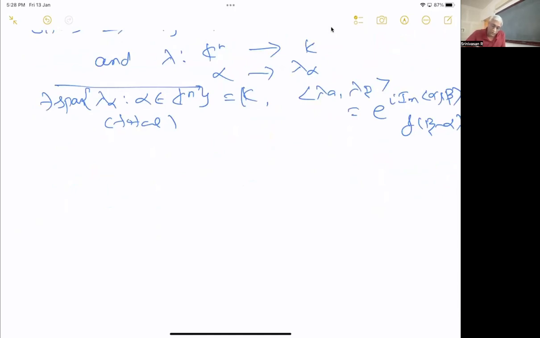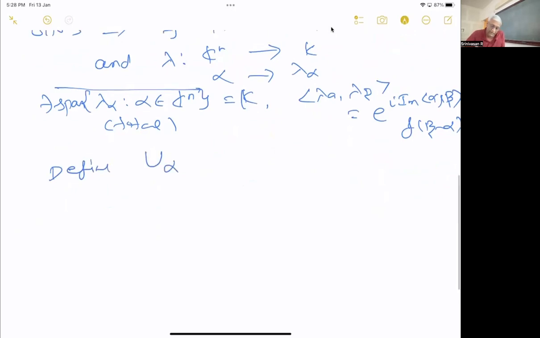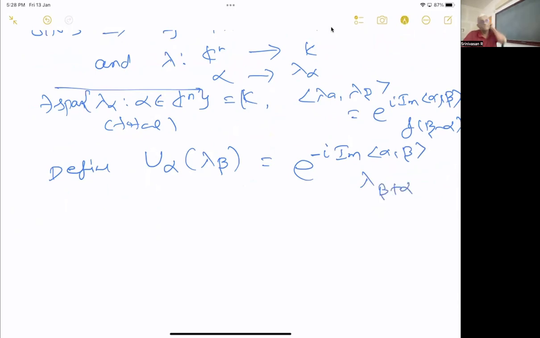So we got the Hilbert space. Now you define U alpha. We have to define it on the total set, since we want to define a unitary. U alpha acting on lambda beta equals e power minus i, since I have i there it should be minus i, anyway we'll do the calculation and it will be clear, e power minus i imaginary part of alpha beta, lambda of alpha plus beta. So beta plus alpha. It's just the translation.